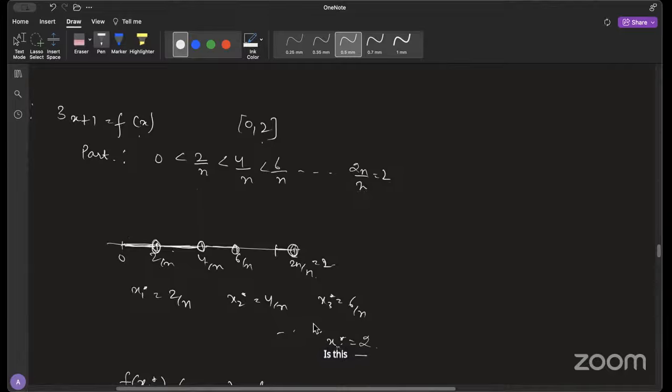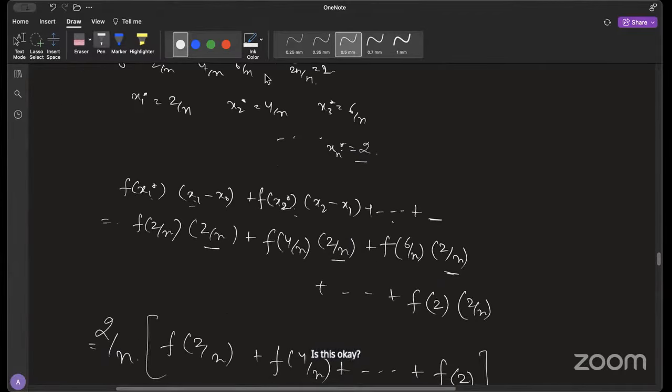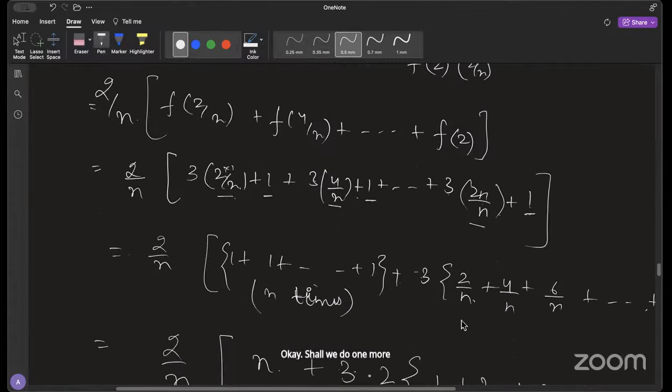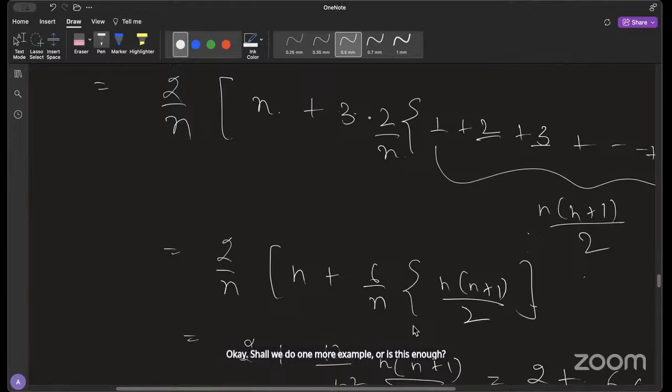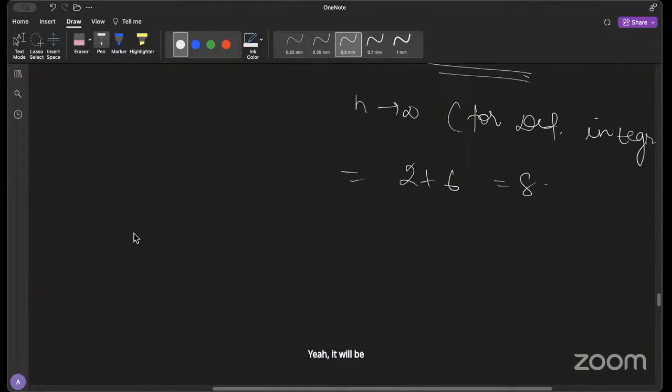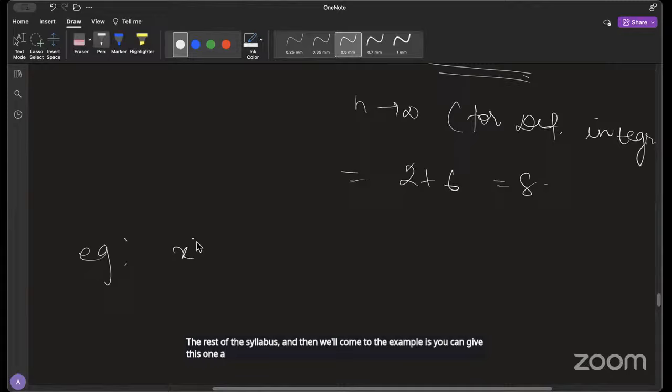Is this okay? Yes, okay. Shall we do one more example, or is this enough? Yes, it will be good if we can see another example. Okay. Let's first get done because we're left with very little time. Let's first get done with the rest of the syllabus, and then we'll come to the example. You can give this one a try if you want to.